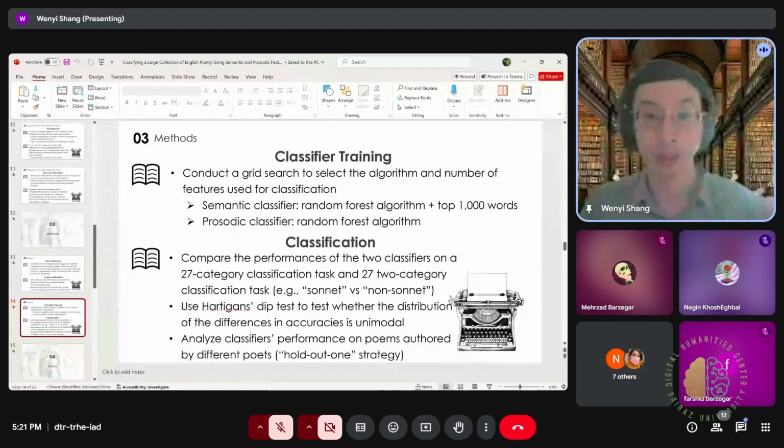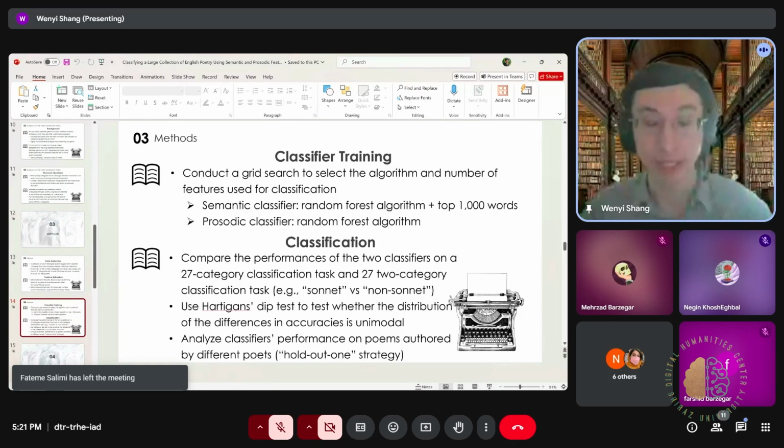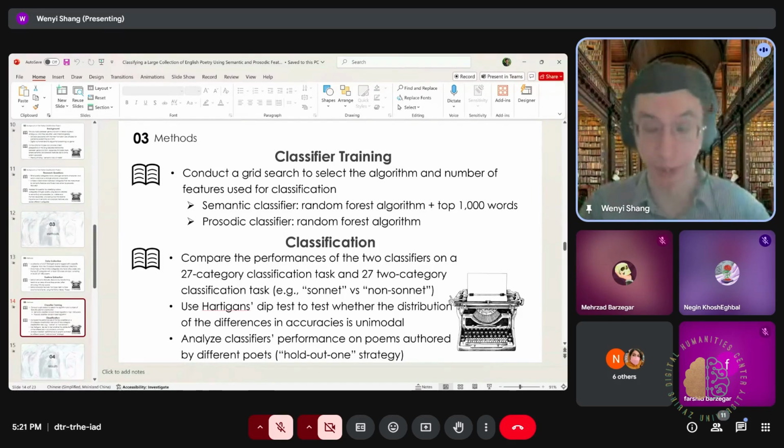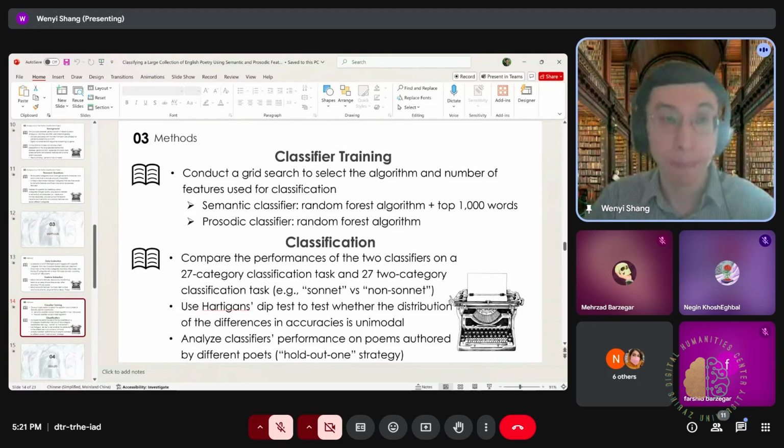And then we also conduct 27 two-category classification tasks, like we ask the semantic classifier to classify a poem to be sonnets or non-sonnets. So in this case, there are not 27 candidates, but only 2. But we repeat it 27 times. So each time we ask it to be sonnets or non-sonnets, ballads or non-ballads, and so on and so forth.